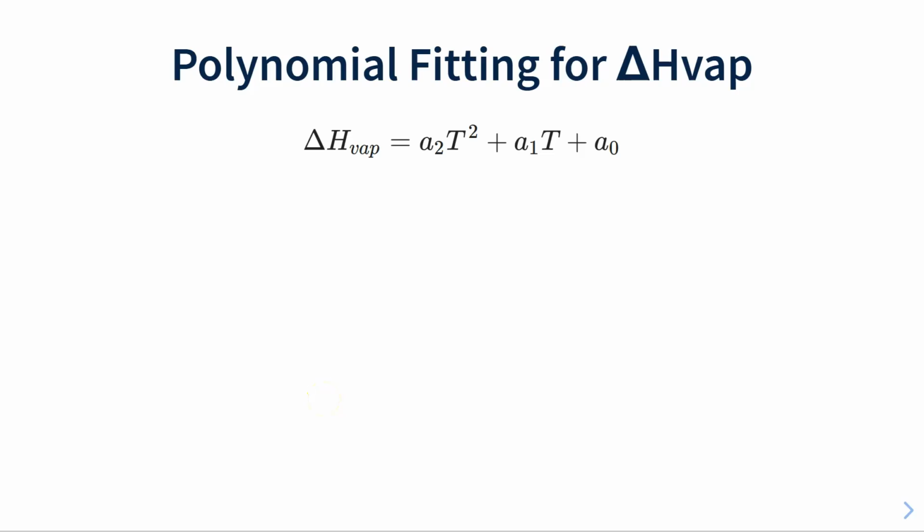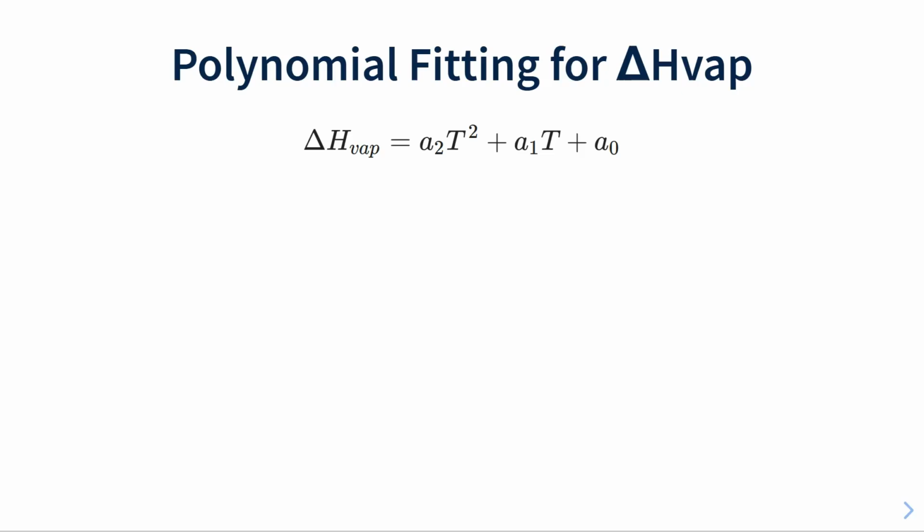Today I am going to talk about polynomial fitting for delH vapor. So delH vapor is a polynomial that depends on temperature. We can write it as a2 T to the power 2 plus a1 T plus a0. Here I have to find out a2, a1 and a0.